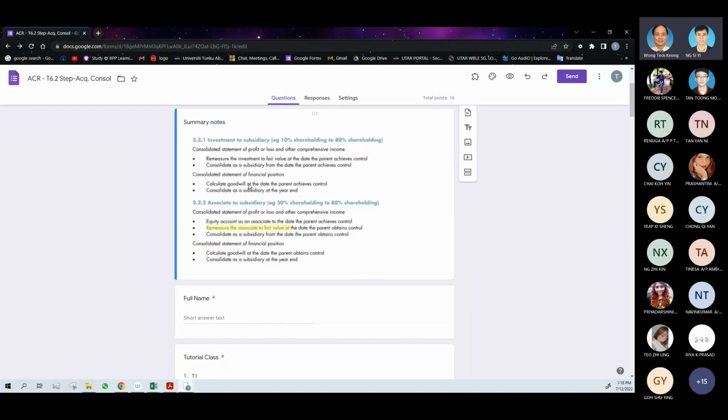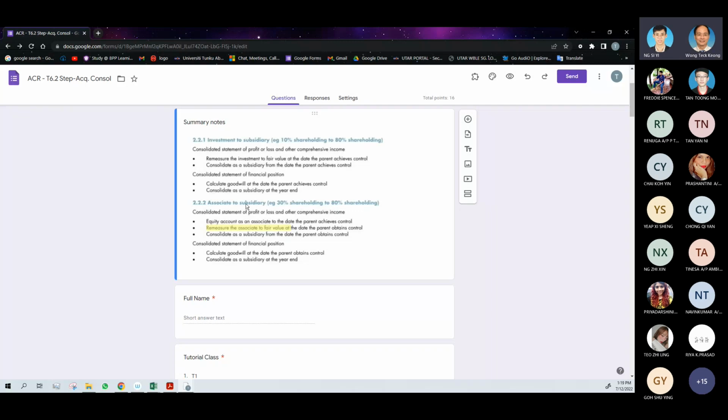So now I give you a summary note beside that. So 10% shareholding to 80%. So this is type 1. Okay, you gain control, so they tell you what to do. You have to remeasure your previously held share. You control the subsidiary from the day you achieve control.